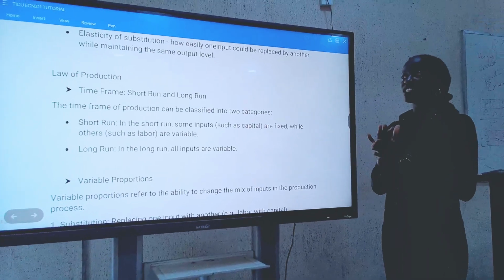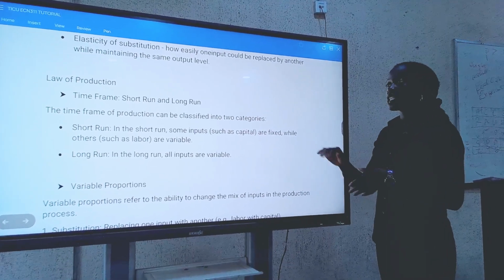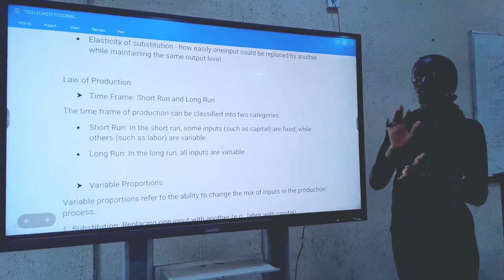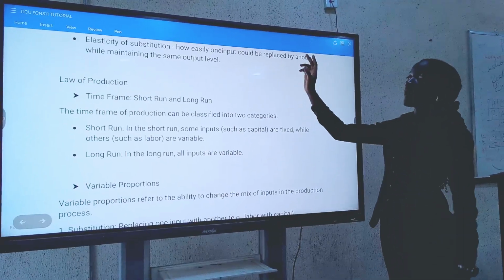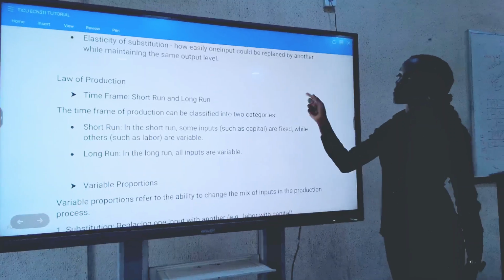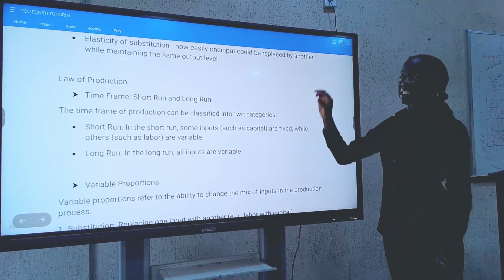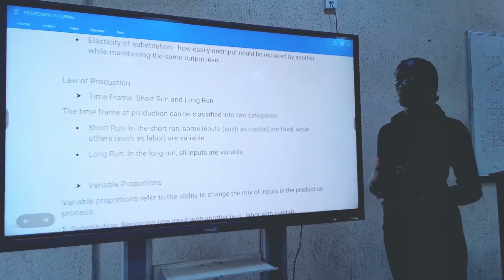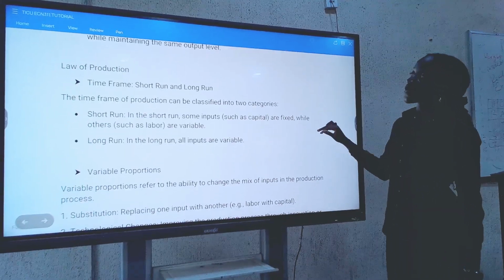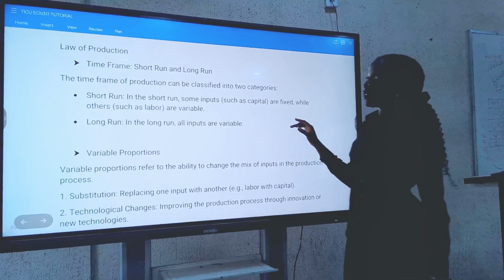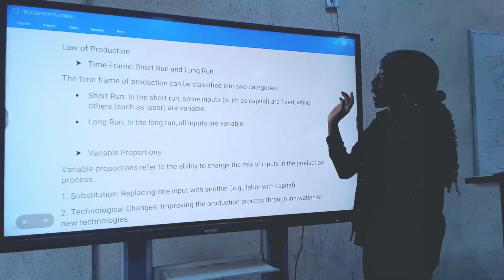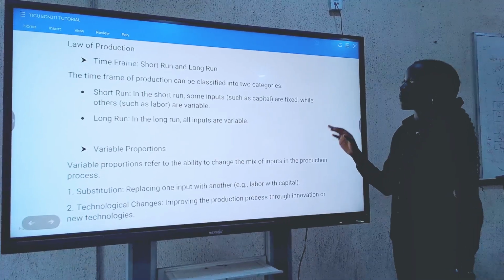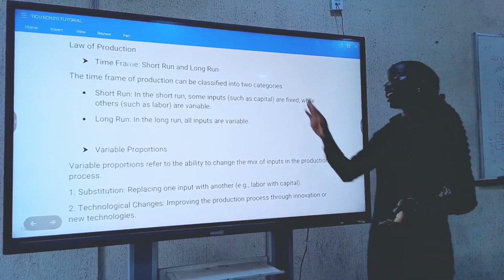The law of diminishing marginal rate of technical substitution is just what marginal rate of substitution is to the consumer. That's what marginal rate of technical substitution is to the producer, and it is basically the rate at which a producer substitutes one input for another, giving the same level of output. Law of production: we have the time frame, that's short run and long run. The time frame of production can be classified into two categories, short run and long run.